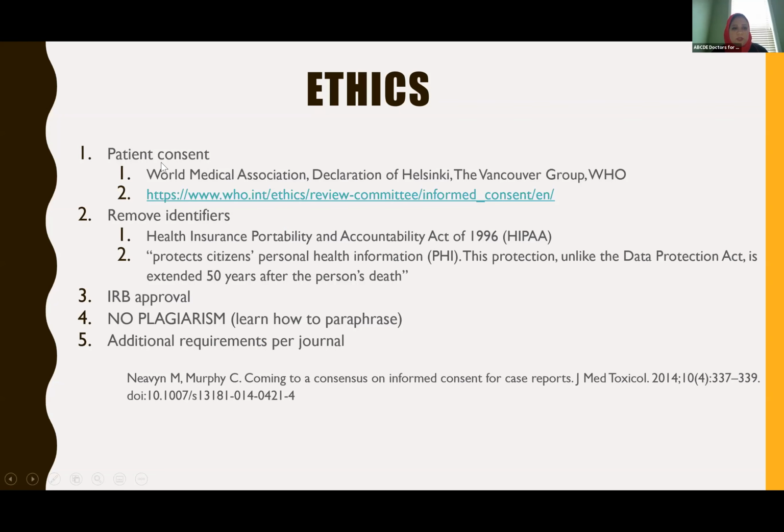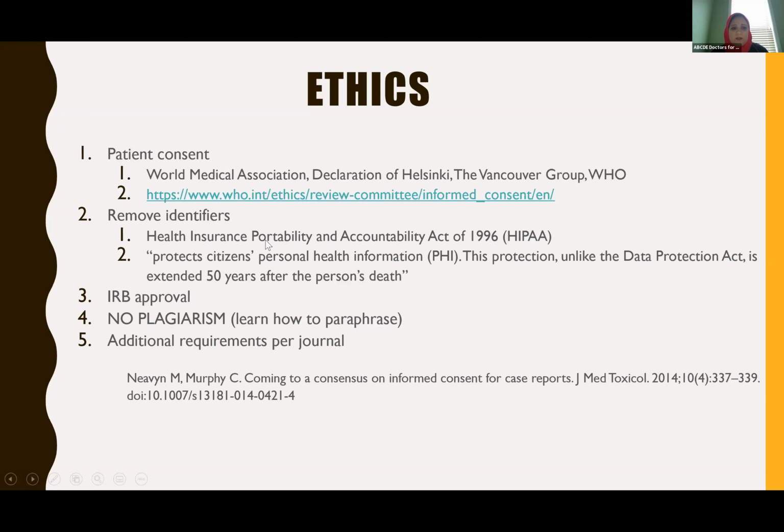So the first thing that's really important is patient consent. Does your patient consent? Does he or she agree to you putting their story, their background and their medical history into this case report, even though they will not be identified? So the first thing is patient consent. You have to get consent, okay? And if you go to the WHO, you can find a template for a form for this patient to sign.